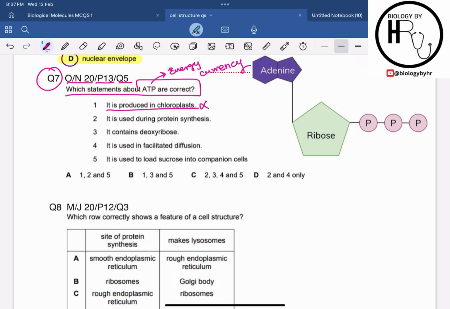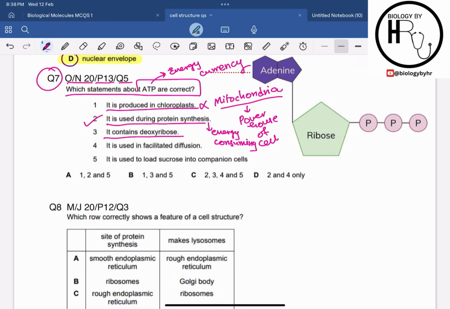We know that ATP is produced in the mitochondria only, right? The production of ATP is the function of the mitochondria because it is the powerhouse of the cell. It is used during protein synthesis. Yes, obviously. Why? Because protein synthesis is an energy consuming process, and ATP is used during energy consuming processes.